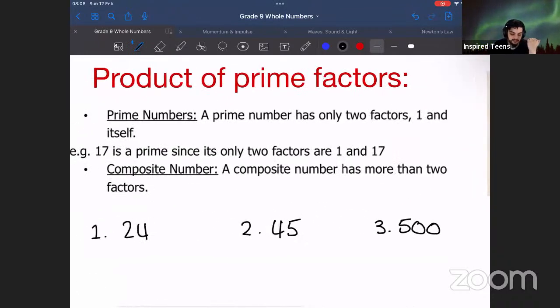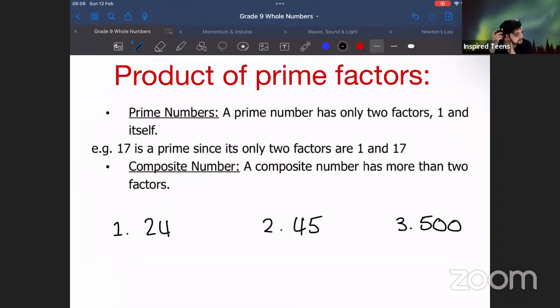Then they have an example: 17 is a prime since its only two factors are 1 and 17. Then we have the definition for a composite number. A composite number has more than two factors. So a composite number is basically all the numbers that are not prime numbers. They have more than two factors.